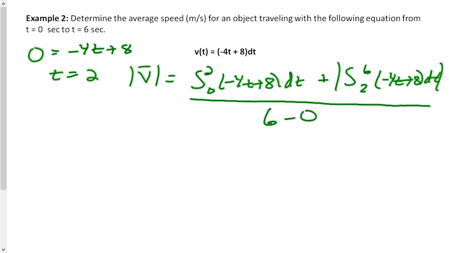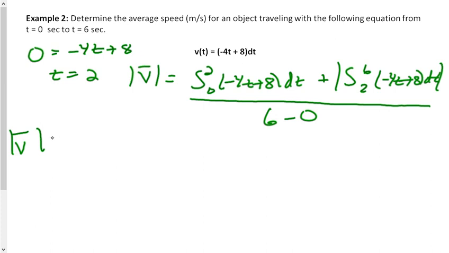So we have 2 definite integrals to do. This will be a definite integral from 0 to 2. This will be a definite integral from 2 to 6. Okay, so then V average with an absolute value sign, we need to take the antiderivative here and the antiderivative here. Okay, so here we go.